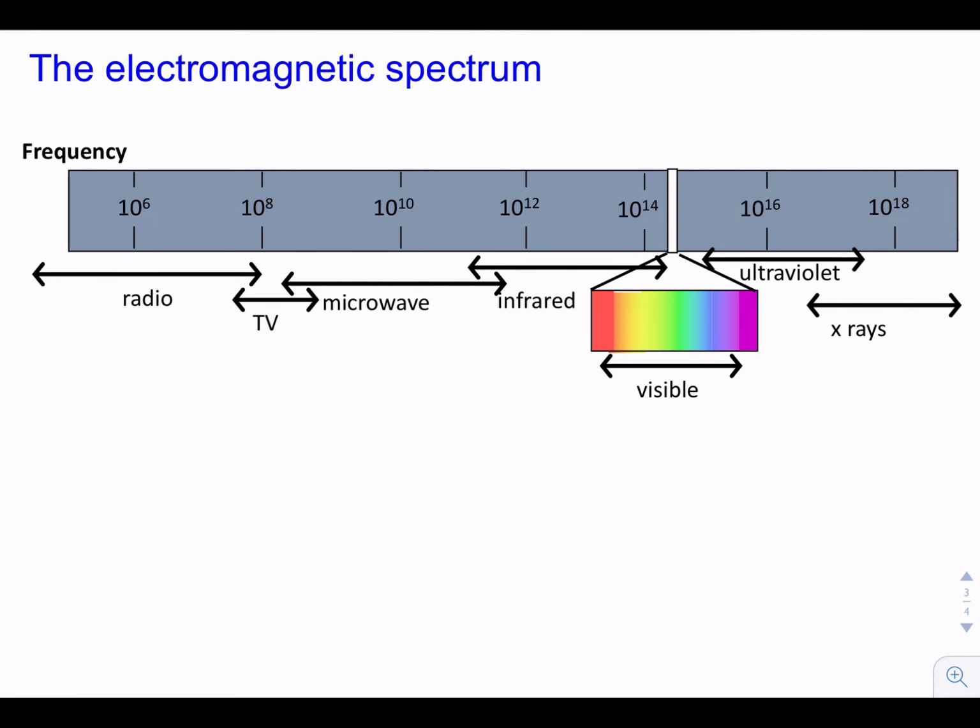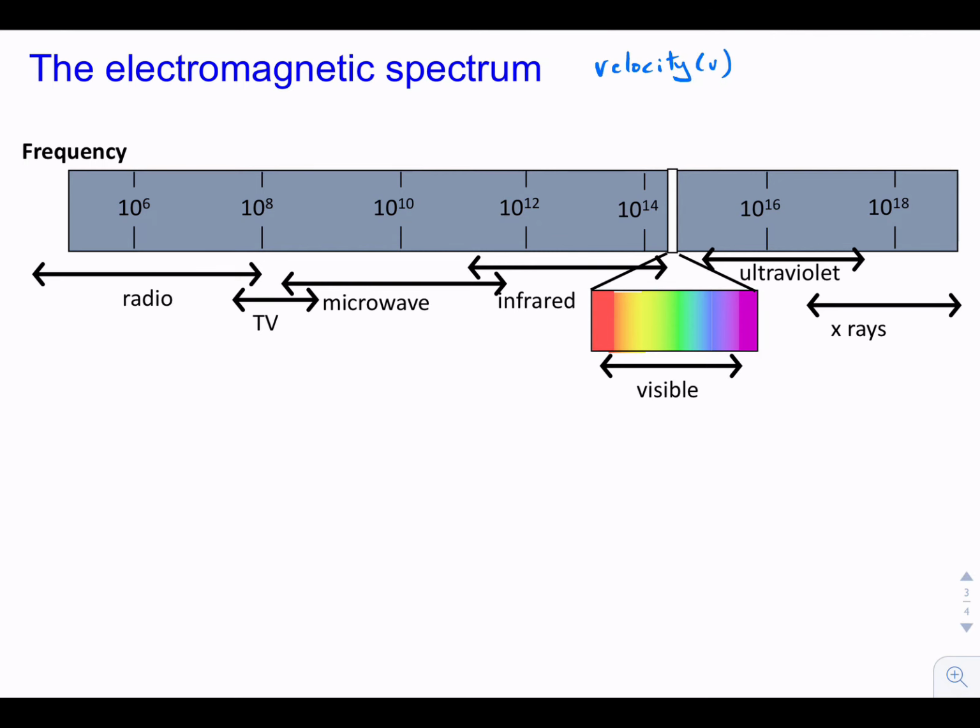What we call light is really visible light, which is really just a small part of the electromagnetic spectrum. Here is a diagram of the electromagnetic spectrum displayed as a function of frequency. Down one end we have radio waves, and up the other end we have X-rays. And somewhere in the middle there is a small slice where we have visible light.